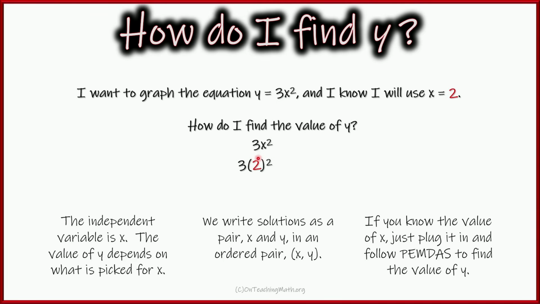If there was more than one x, you would put parentheses everywhere you see an x. And then you replace that parentheses with the value that you want to plug in. And from there, you just follow the order of operations. You have to square before you multiply. PEMDAS, right? Exponents before multiplication. So 3 times 2 squared. Well, 2 squared is 4. So 3 times 4, well, that's 12. So our answer is (2, 12).